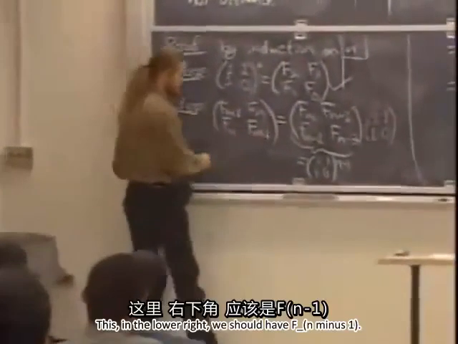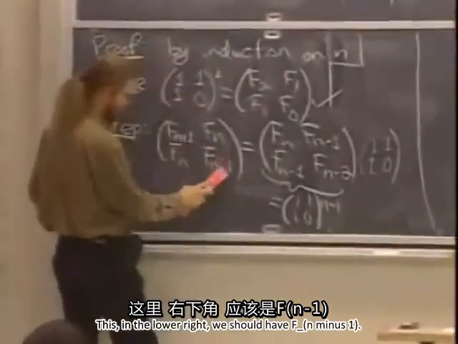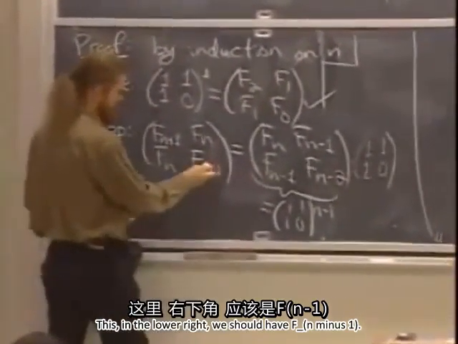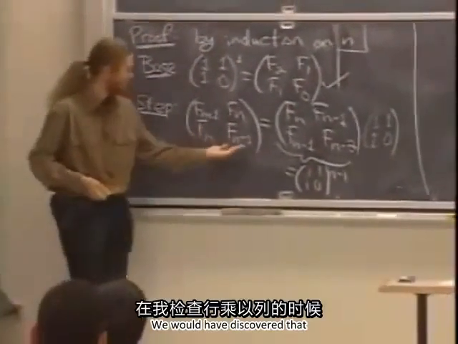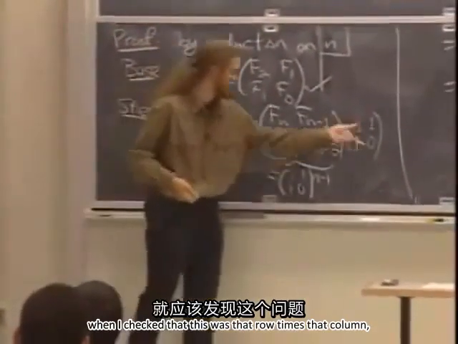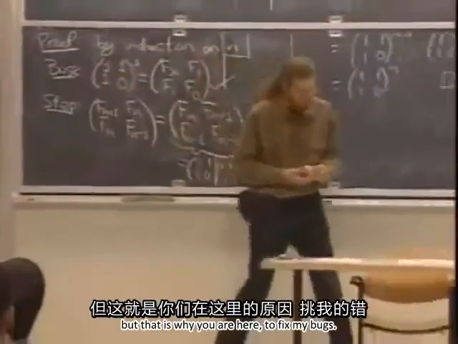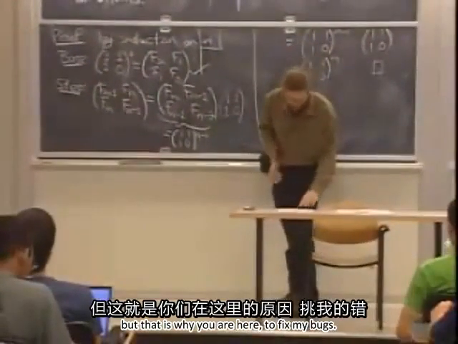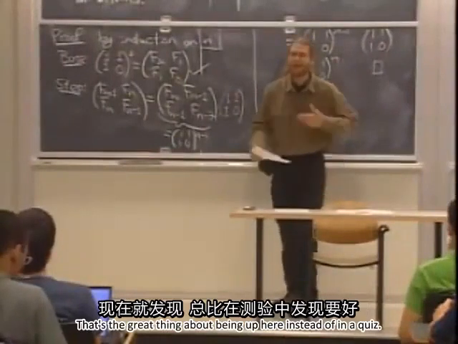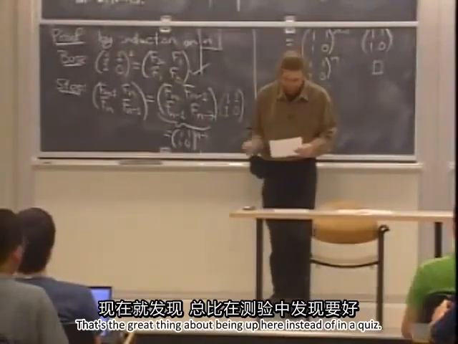Oh yes, thank you. In the lower right, we should have f_{n-1}. Yeah, this is why you should really check your proofs. We would have discovered that when I checked that this was that row times that column. But that's why you're here, to fix my bugs. It's the great thing about being up here instead of in a quiz.